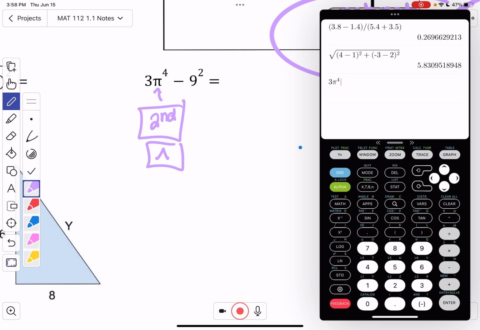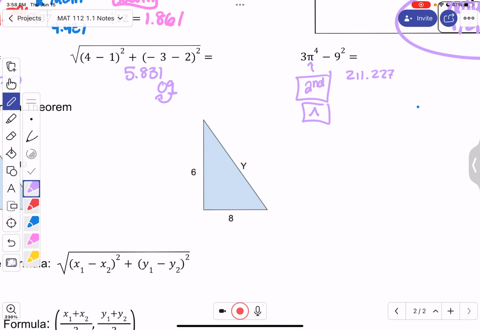Now use the arrow to come out of the exponent and write minus 9. And you can either do caret 2 or you can hit the squared button. They will give you the same thing. So 211.227. So there's how you can use the calculator for a bunch of things.